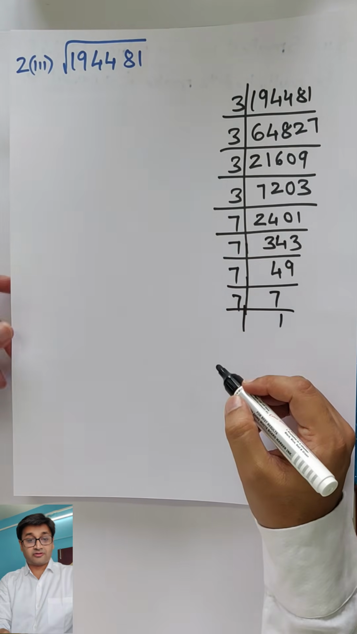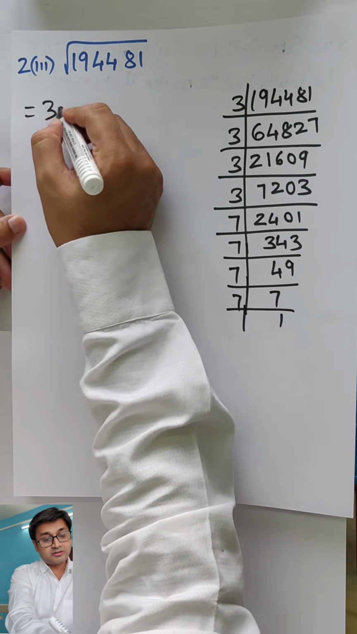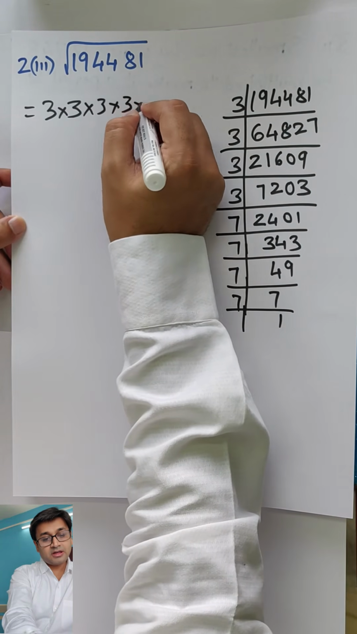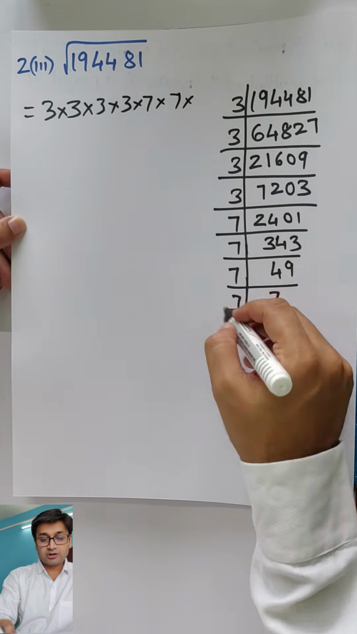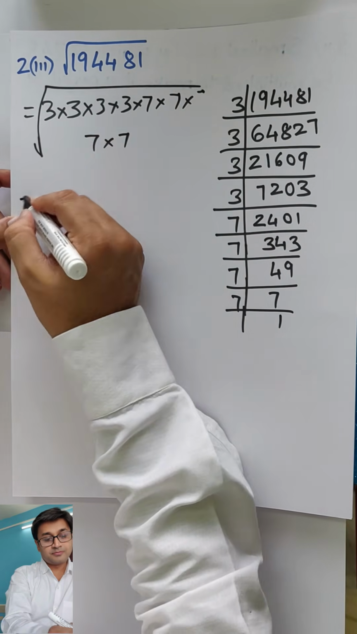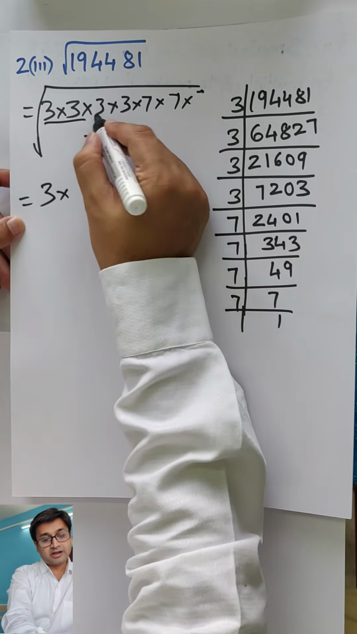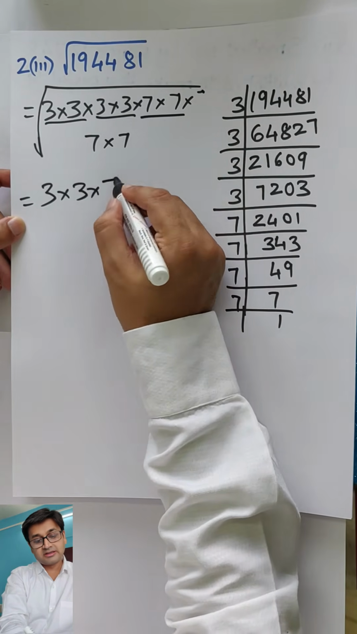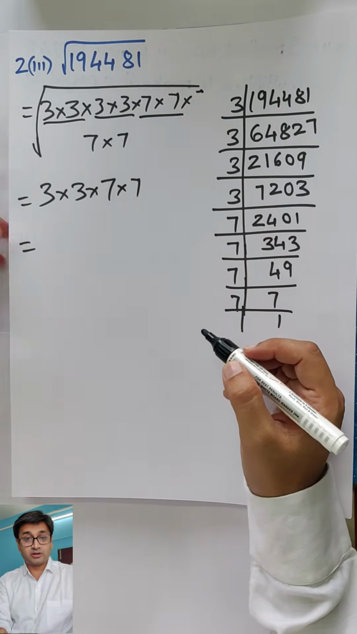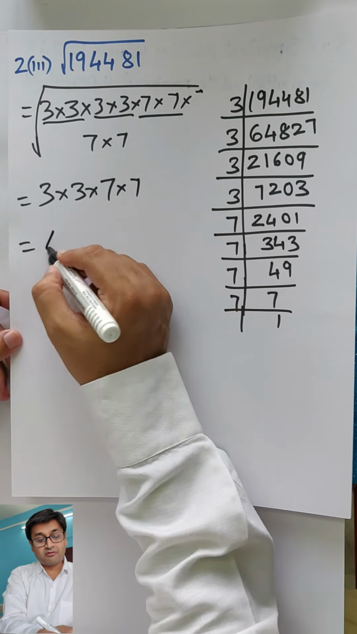Now that you've got all the factors, write them over here. 3 into 3, again 3 into 3, 7 into 7, and 2 more times 7 into 7. Everything under the root. Pull out what is common. So 1 time 3, another time 3, 7, and then one more 7. The 7 threes are 21, into 21. So 21 into 21, 441.